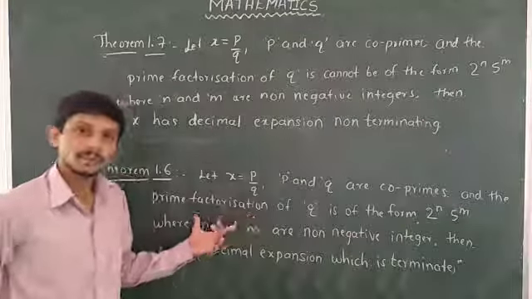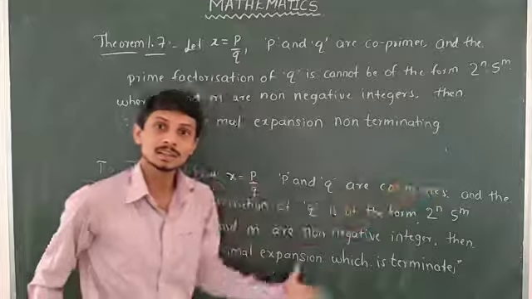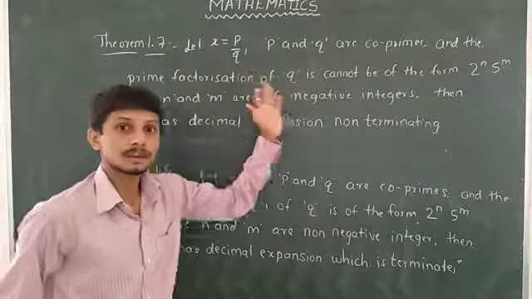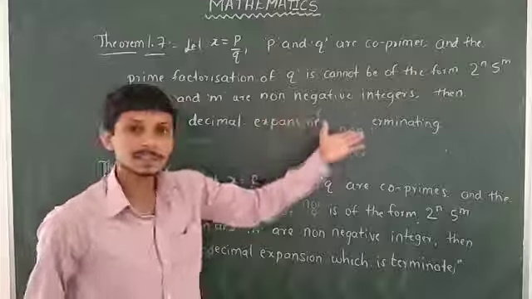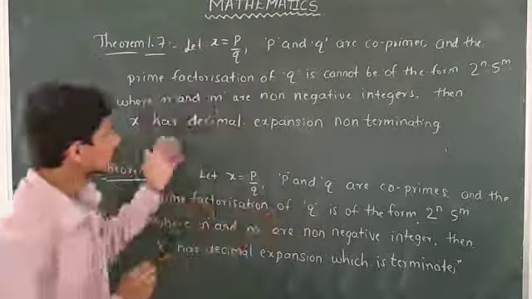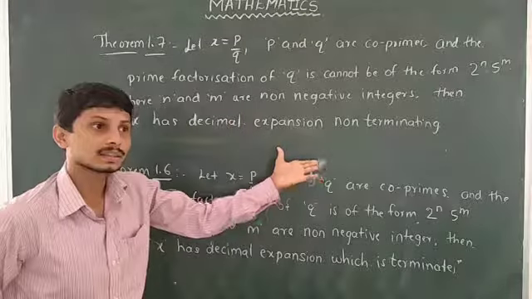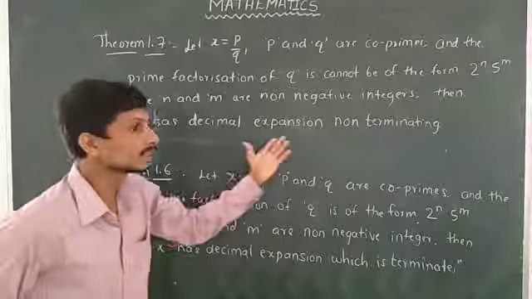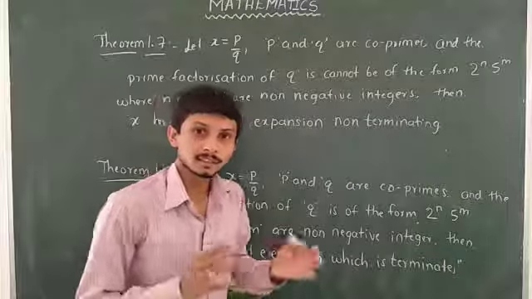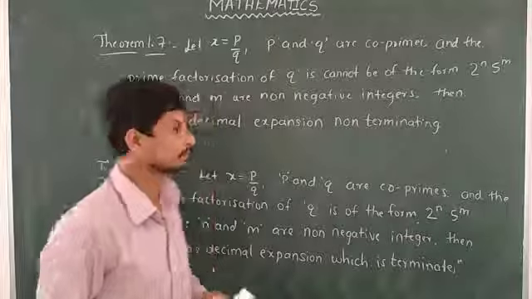Here, when the prime factorization of the denominator can be expressed in the form of 2 raised to n into 5 raised to m, then the rational number is terminating. When the denominator cannot be expressed in the form of 2 raised to n into 5 raised to m, that means this rational number cannot be expressed as a terminating decimal. That is, this decimal expansion is not terminating. So let us discuss this theorem by taking some examples.